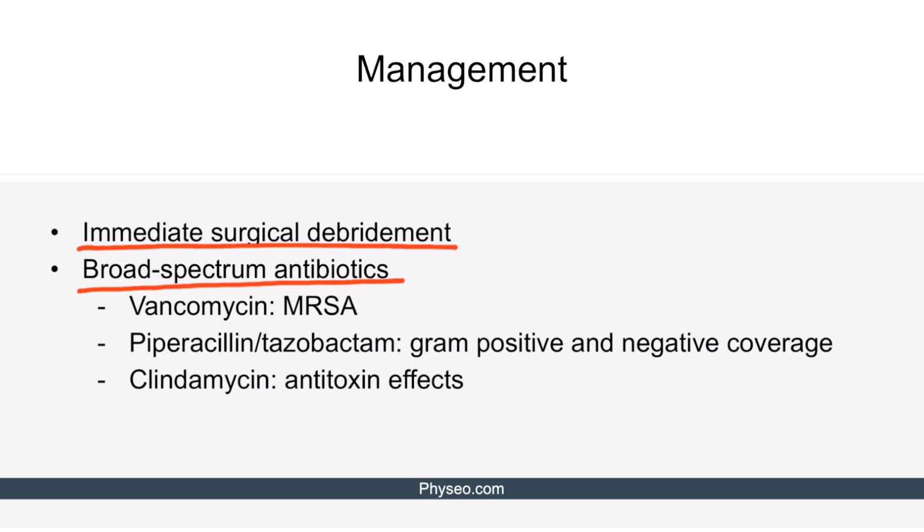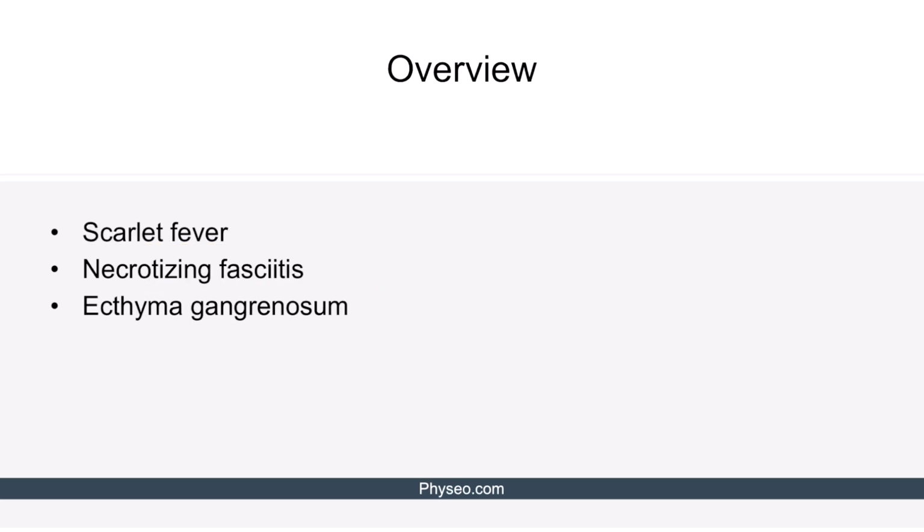And these include vancomycin, you're worried about MRSA, piperacillin tazobactam to cover for most of the gram-positive and gram-negative organisms, and clindamycin. And clindamycin is really effective because of its antitoxin effects against the toxin-elaborating strains of strep and staph. So basically, you're covering everything. MRSA, gram-positive, gram-negative, and even the actual toxins. So vanc, piptazo, clindamycin. Okay, now let's wrap up by talking about Ecthyma gangrenosum.